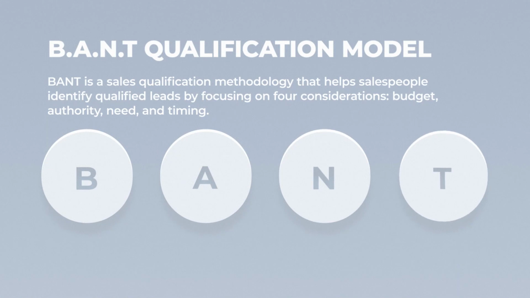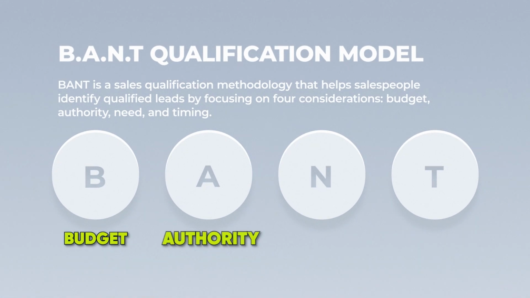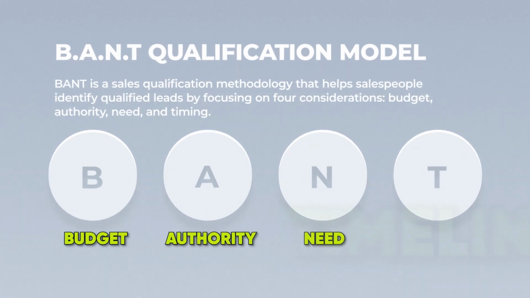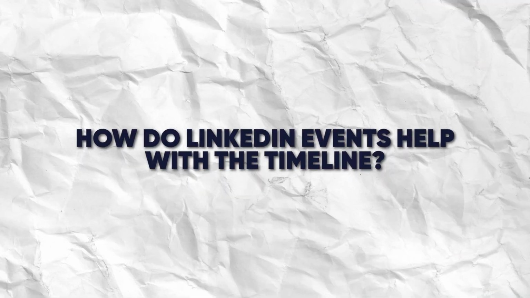To close a deal, you actually need to qualify your prospects through 4 different sales stages. It's called the BANT qualification model. BANT stands for B for budget, A for authority, N for need, and T for timeline. I feel, and it's just my suspicion after doing sales for over 5 years, the hardest part of converting clients is actually the timeline. So, how do LinkedIn events help with that? Let me show you with an example.